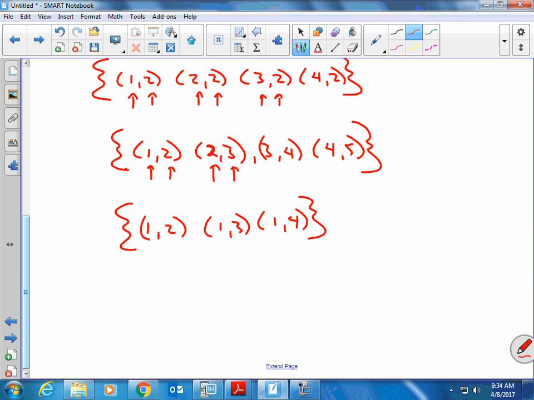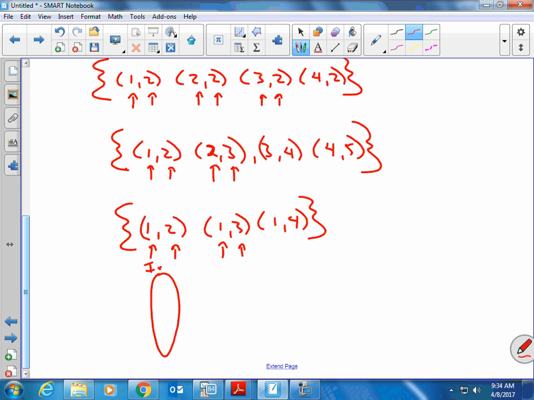Is that a function? No. When x is 1, y is 2. Looks good. When my input is 1, my output is 2. When my input is 1, my output is 3. So when the input is 1, let's do a little set notation.